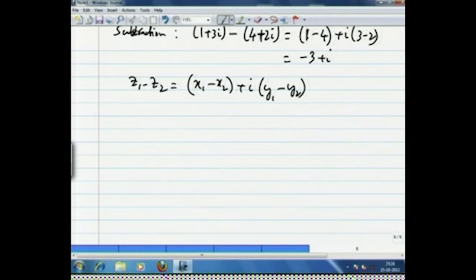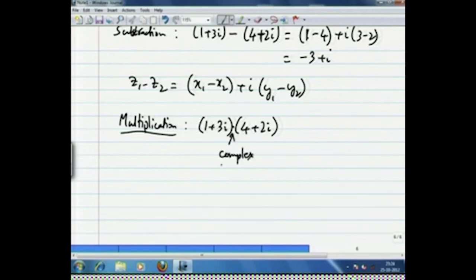And there is complex number multiplication. You can multiply two complex numbers z 1 and z 2 in the following manner. So, normally if you treat these two as binomials, two complex numbers 1 plus 3 I times 4 plus 2 I, so that is a complex multiplication. That is 1 times 4, plus 3 I times 2 I, plus 3 I times 4, plus 2 I times 1.